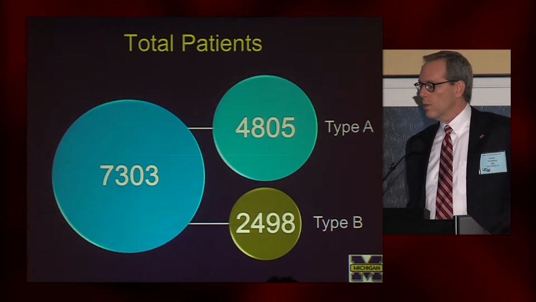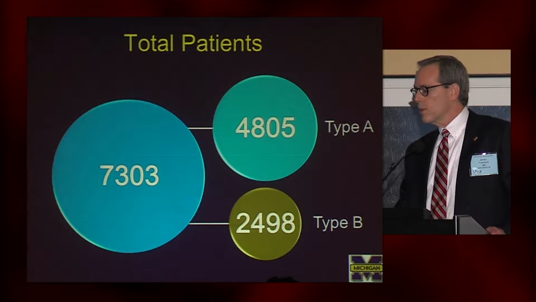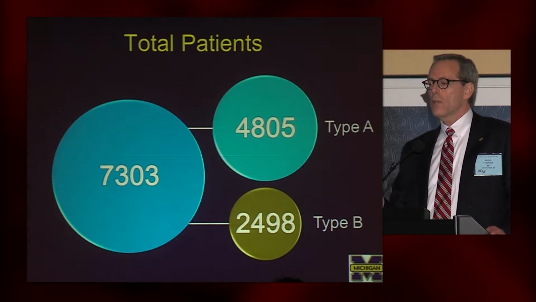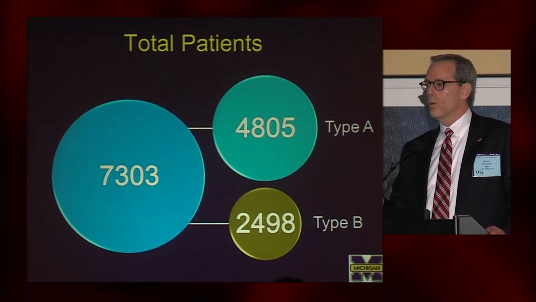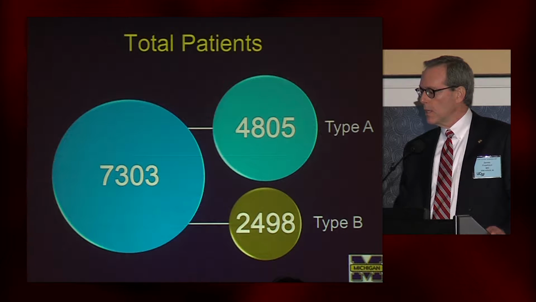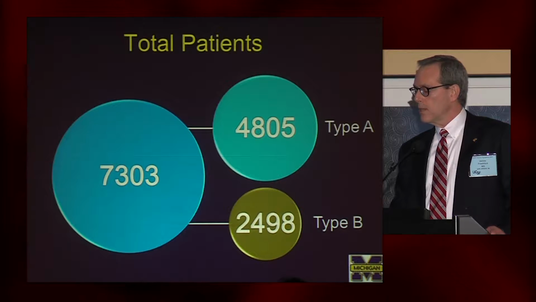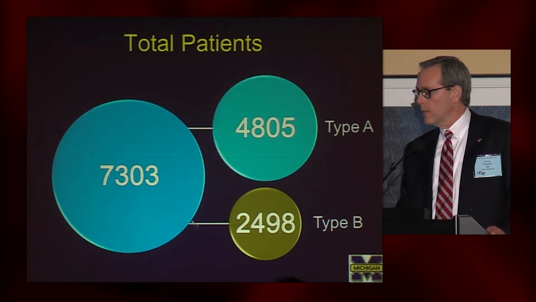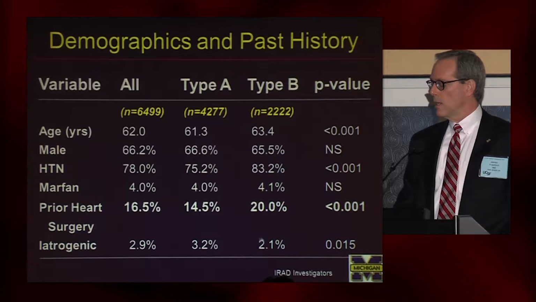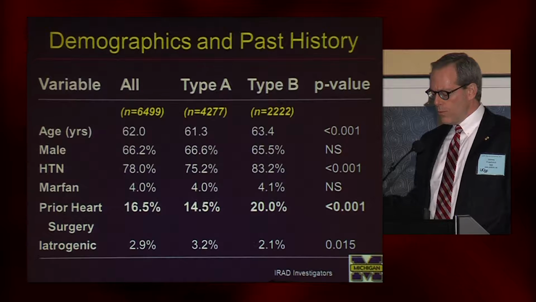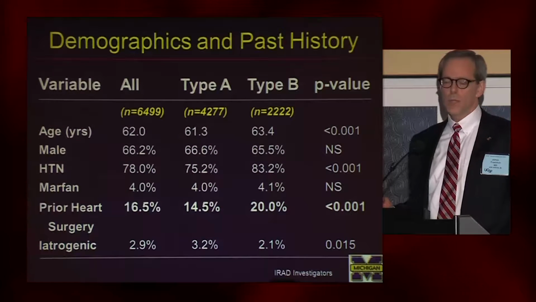This is our total currently. We've enrolled 7,303 aortic dissection patients. Again, this is an inception observational cohort. A patient comes to the hospital with aortic dissection, they're enrolled. There really isn't anything more in the way of exclusion or inclusion criteria. About a 2-to-1 ratio of type A's to type B's, and today we're going to focus on the type B aortic dissection. So let's review some of the data we've presented and published.